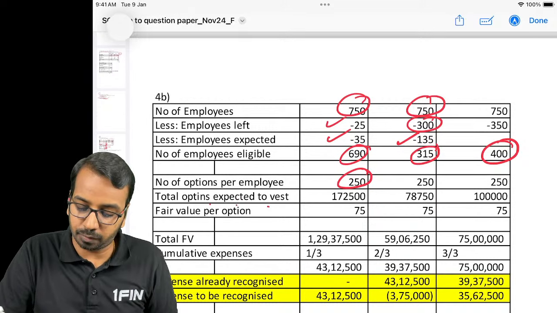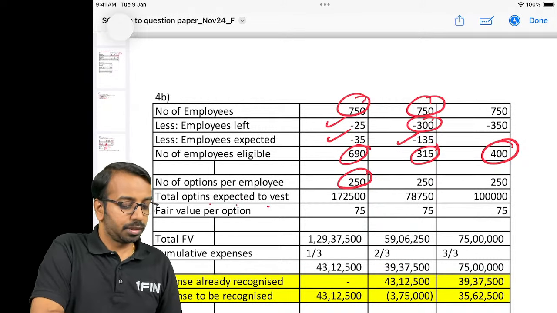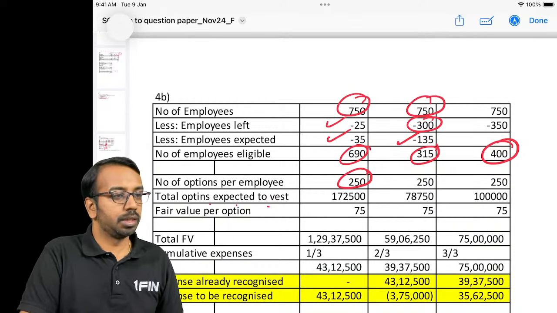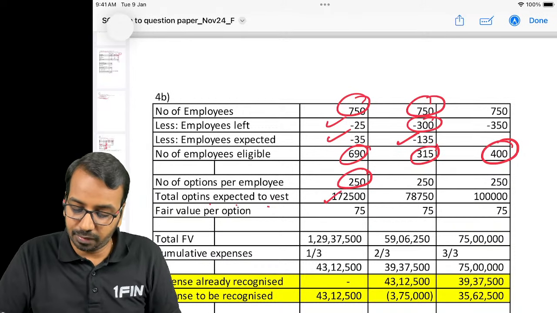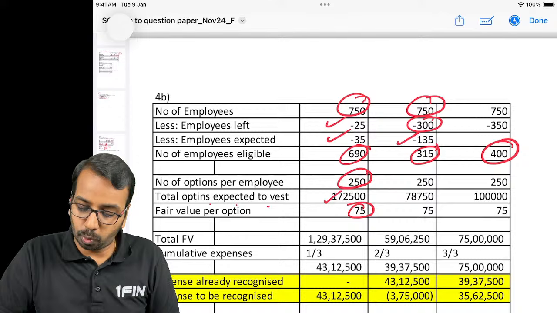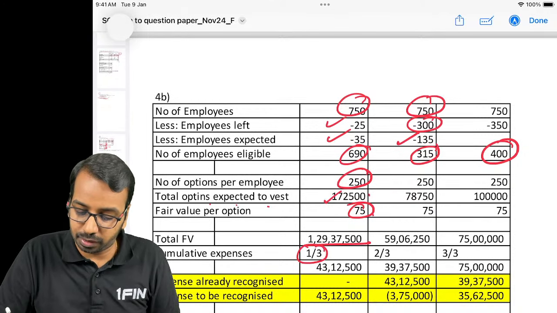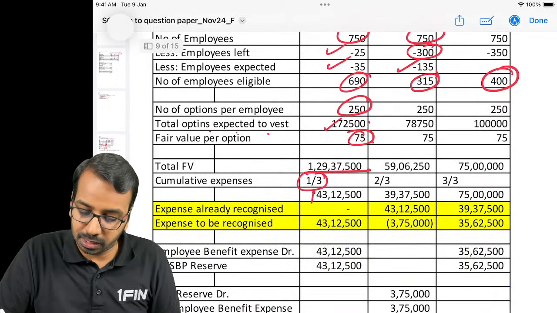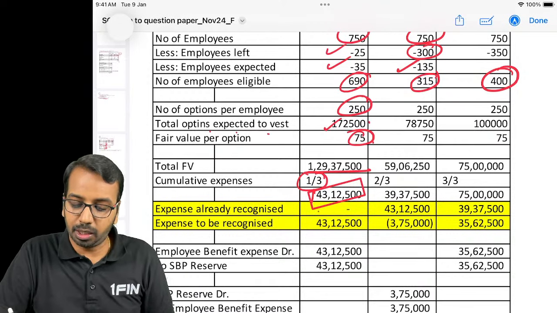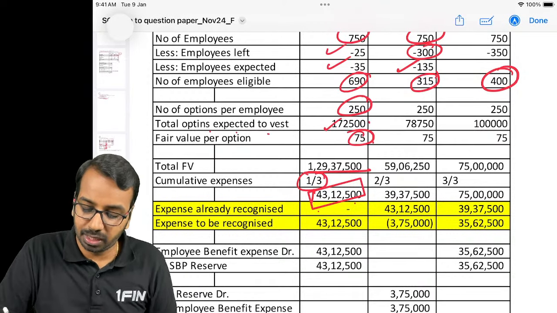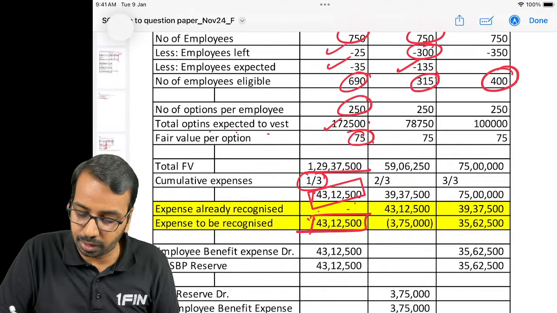Total options expected to vest, basically 690 into 250. 690 into 250, 172,500. Fair value per option 75 is what you have to take. So 172,500 into 75, this is the total fair value over the 3 year period. Expense in the first year cumulatively should be 43 lakhs 12,000. Nothing has been recognized, so this is what you will recognize in the first year.